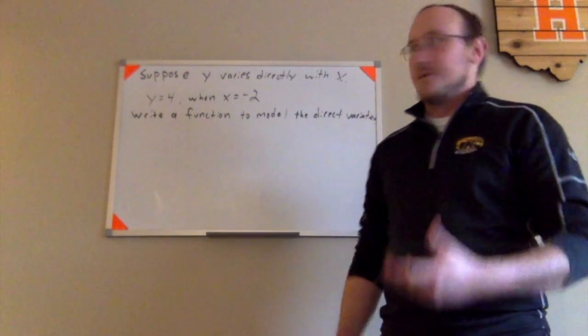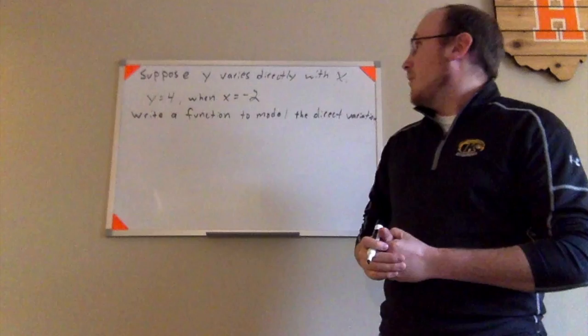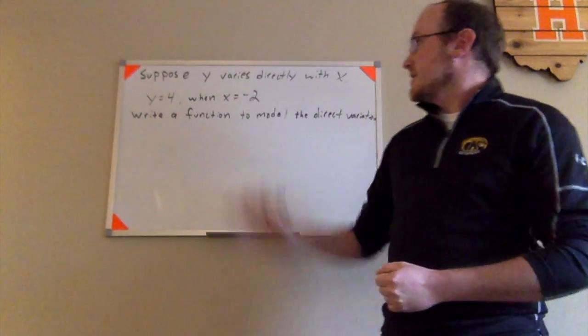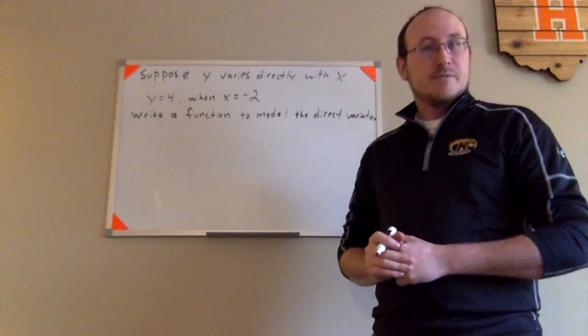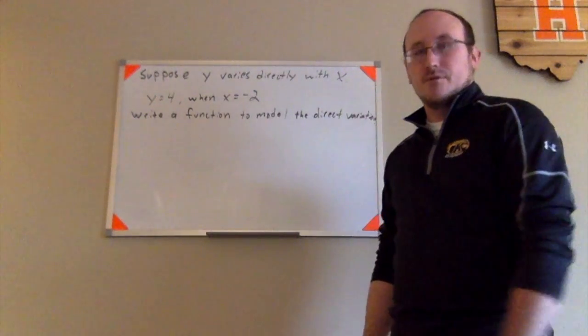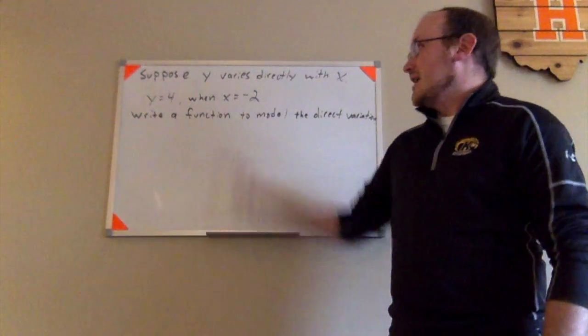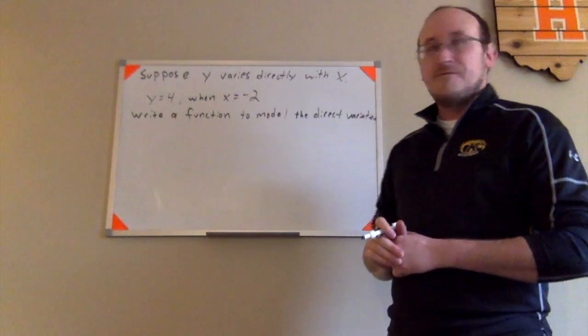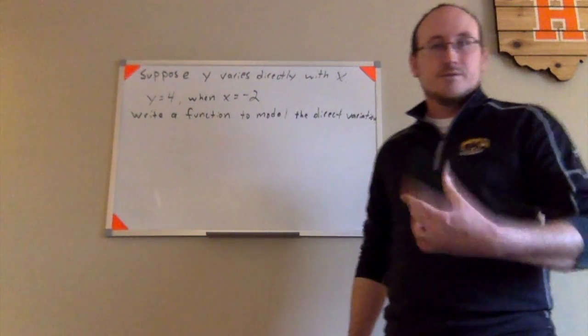Take a look at this problem here. We're told to suppose that y varies directly with x, and then we're told that y is equal to 4 when x is equal to negative 2. So that's our given information. And then the problem is asking us to write a function to model this direct variation.